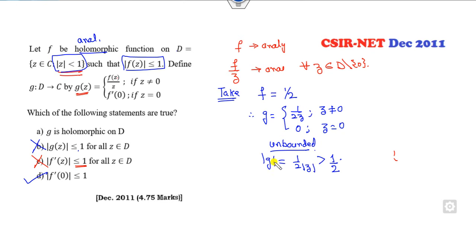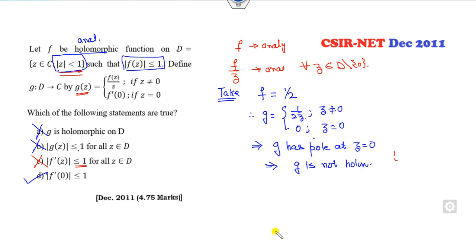Now how can you prove that it's holomorphic? Since g is like this, what does it mean? g has a pole at z equal to 0. Fine. So once g has a singularity, it means g is not holomorphic. Fine. So this option is cancelled. This option is cancelled, this option is cancelled, only option D is the correct answer.